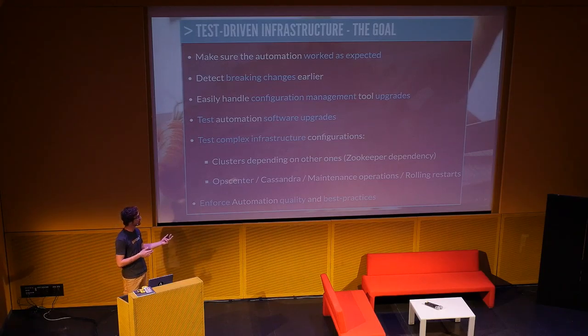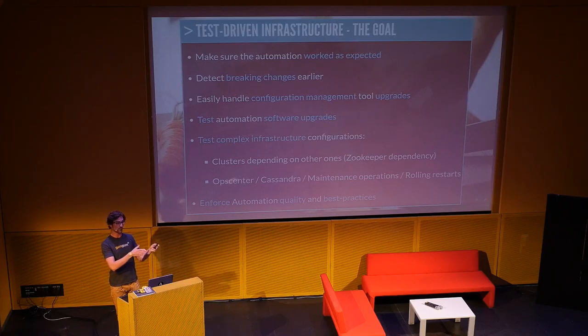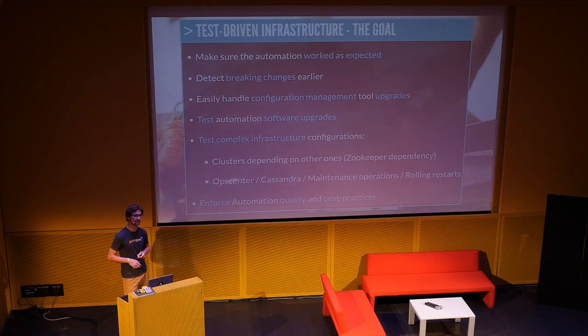I also want to test automation software upgrades where, for example, with Elasticsearch, before we were using Elasticsearch version 1, and when they released version 2, the question is: is my Elasticsearch automation working with version 1 as well as version 2?